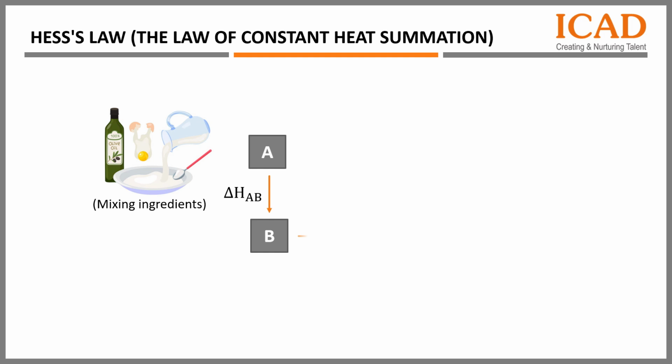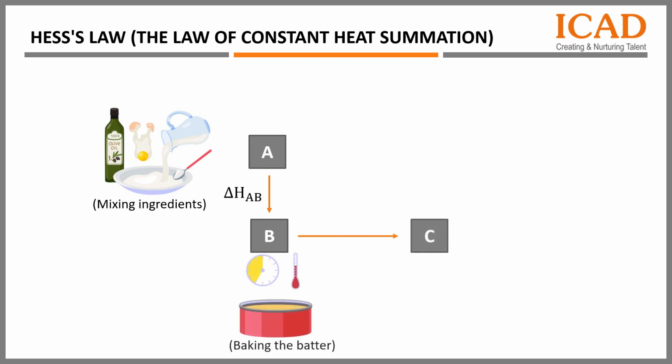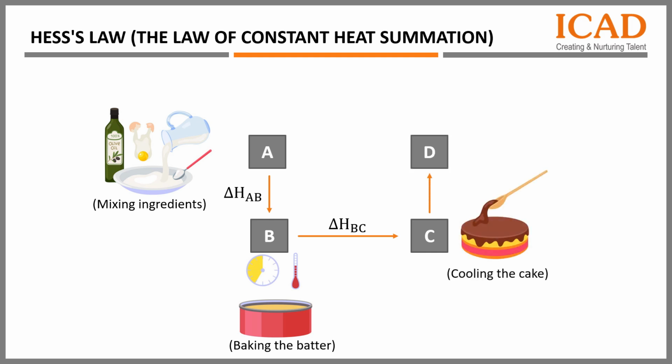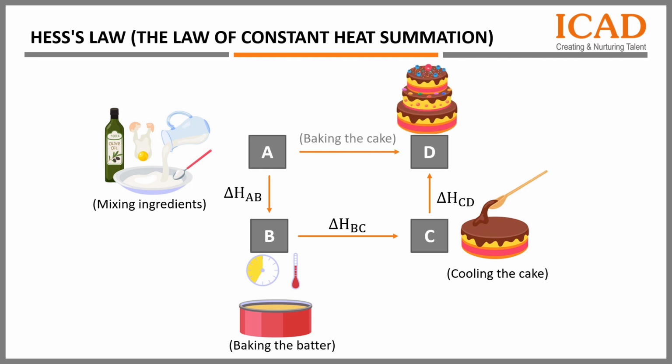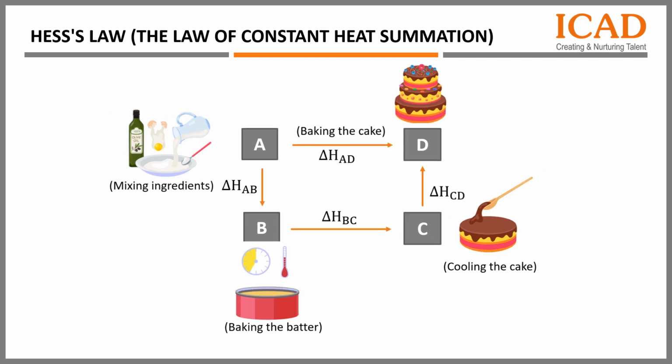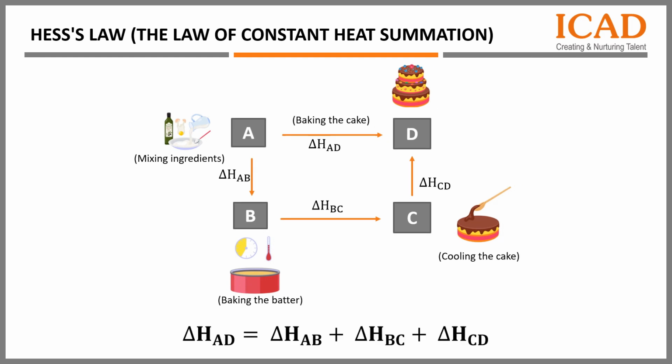and cooling the cake. Each step involves specific heat changes contributing to the overall enthalpy change of the process. By applying Hess's Law, we can break down the baking process into individual steps and analyze the heat changes associated with each. Finally, we can find the total enthalpy change by summing these individual enthalpy changes.